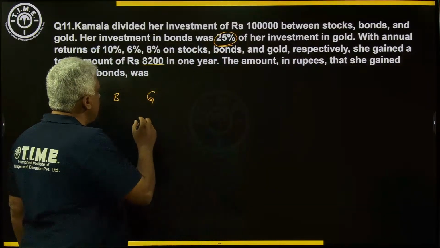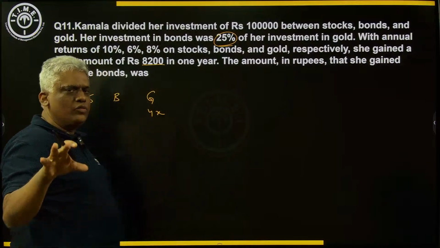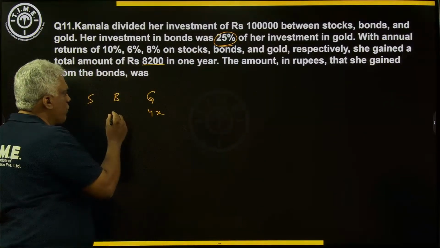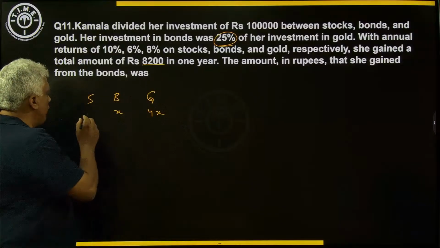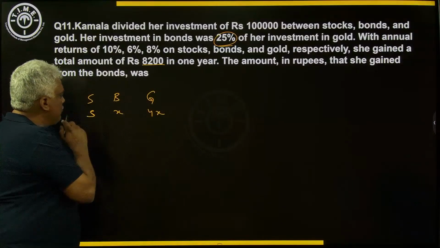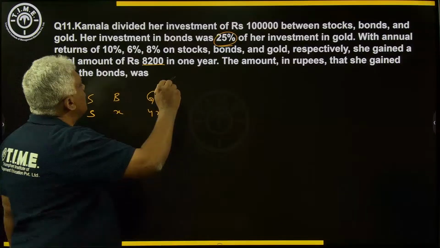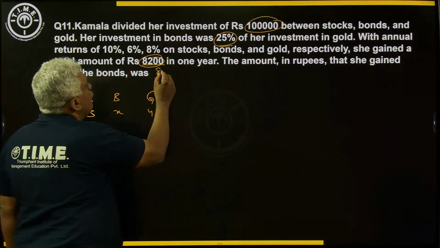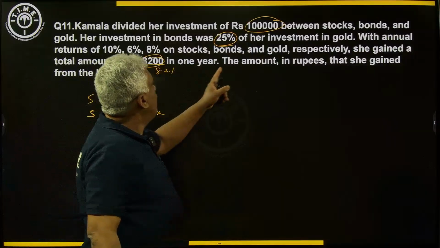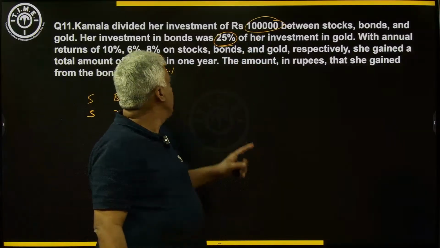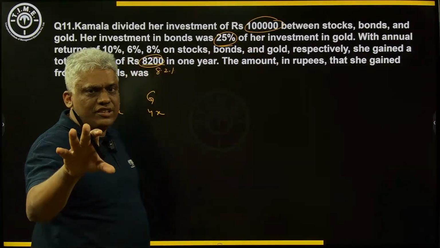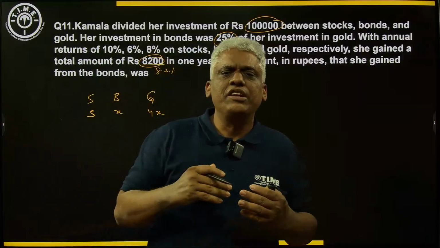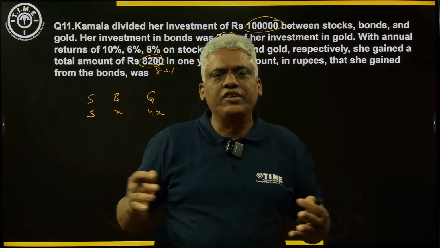So let the investment in gold be 4x rupees. So in that case, investment in bond was 25%, 1 by 4, so bond is x. Stock we don't know. Let the investment in stock be s. Now you see that she's earning 8,200 on 1 lakh. That is nothing but 8.2%, right? So 8.2% of 1 lakh is 8,200. That is the average return. Now what we can do is, we know that the sum of deviations from the mean, weighted deviations, is 0, right?